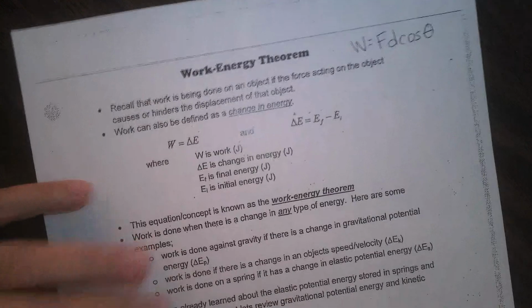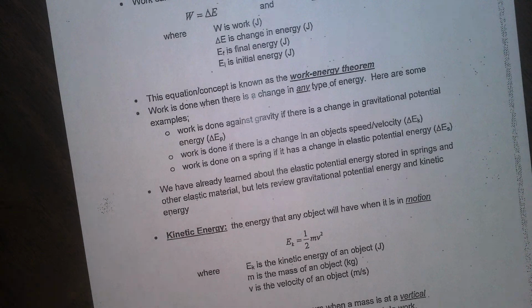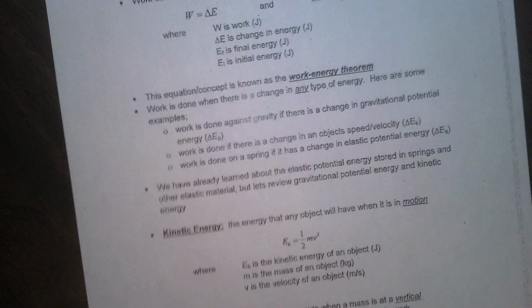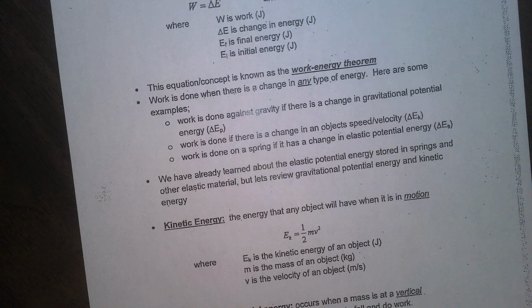Now we're going to learn that work is also equal to the change in energy. And we call this the work energy theorem. And so work is done when there's a change in any type of energy: potential energy, elastic energy, kinetic energy, thermal energy, chemical energy. Any change in energy. So work is done against gravity if there's a change in gravitational potential energy. There's work done if there's a change in an object's speed. That's kinetic energy. Work is done on a spring if it has a change in elastic potential energy.